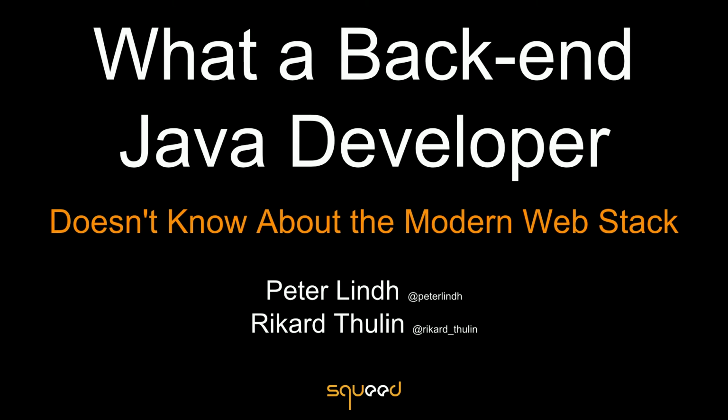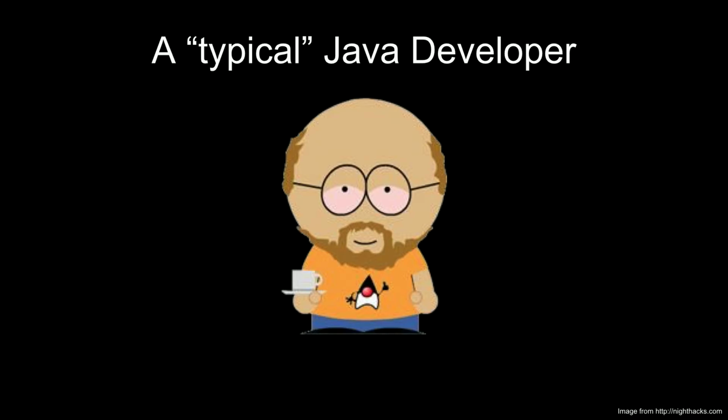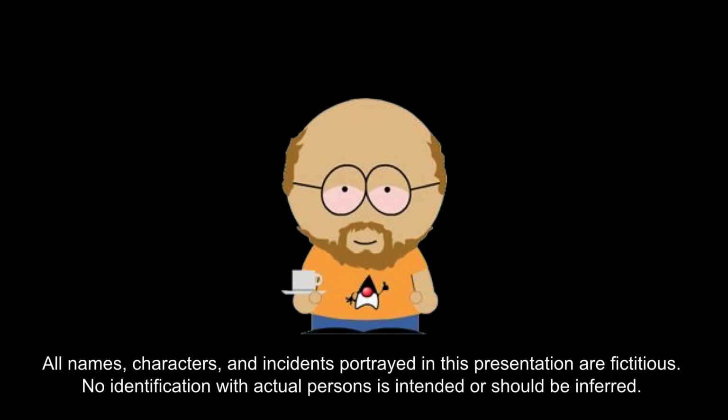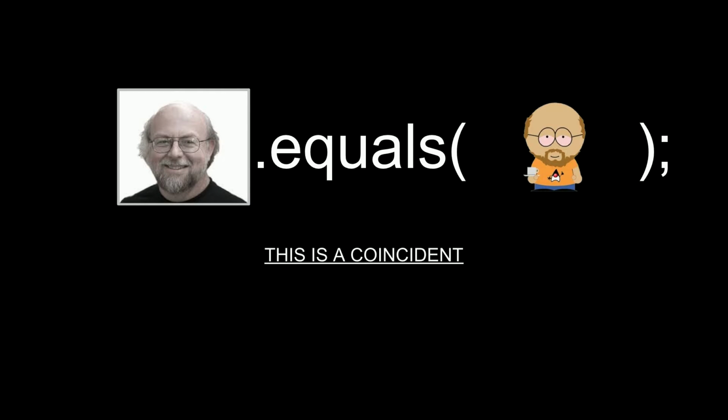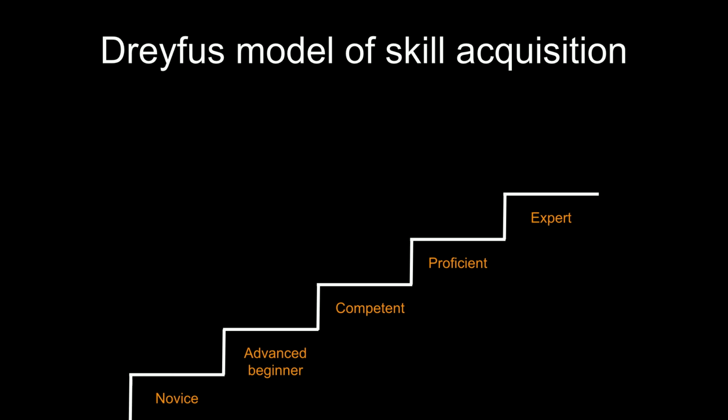So we will embark on a small story here, how a developer's life can unravel. Starting with getting this clicker going. Well, the first thing we obviously need is a typical Java developer. Just a safe harbor statement, all names, characters, and so forth are just fictitious. So this is just a coincidence, right?